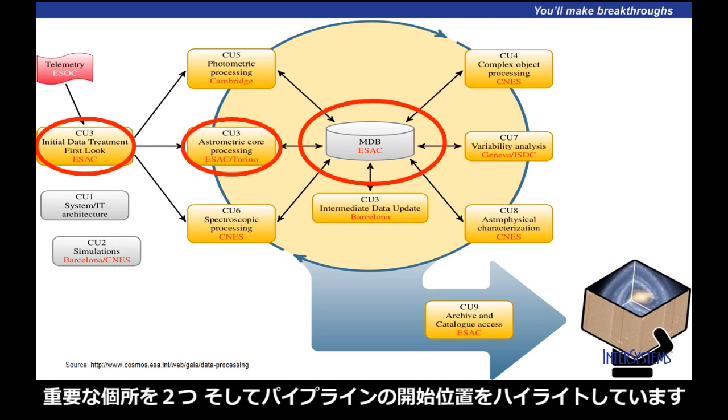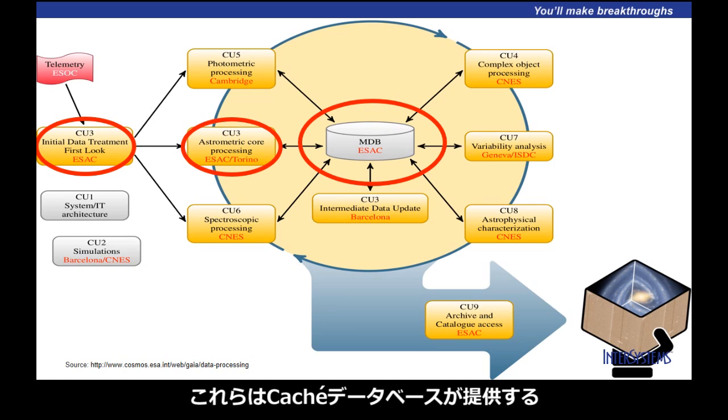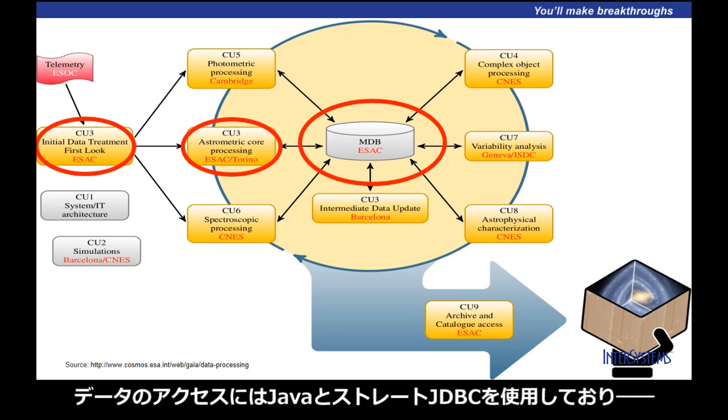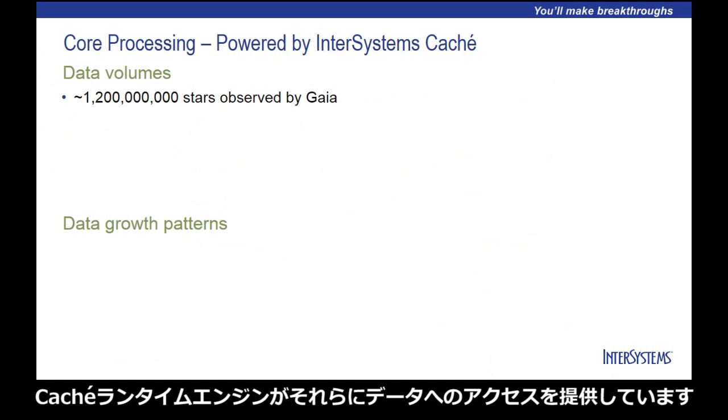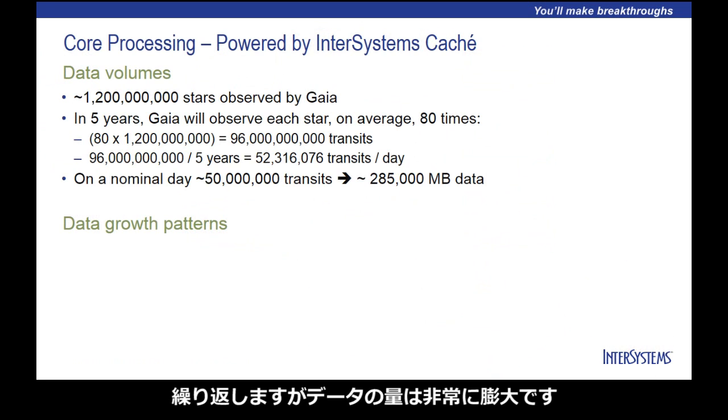I have also highlighted two other pieces that are critical, at the initial points in the pipeline. These are all running Java applications which are served by the Cache database. They use Java to access the data, straight JDBC, nothing fancy, and the Cache runtime engine provides them with access to this data.